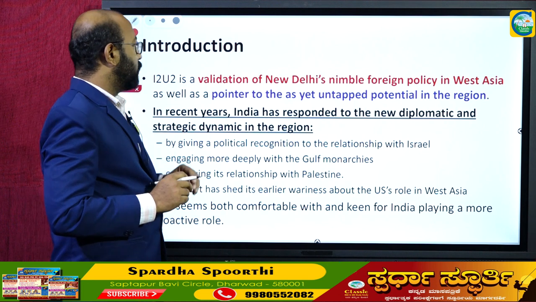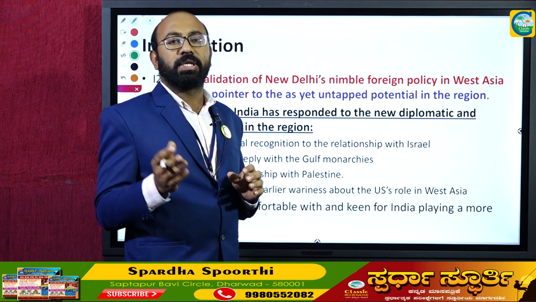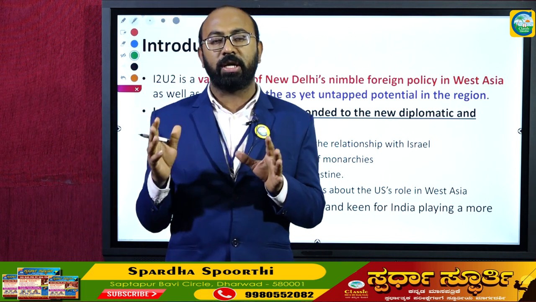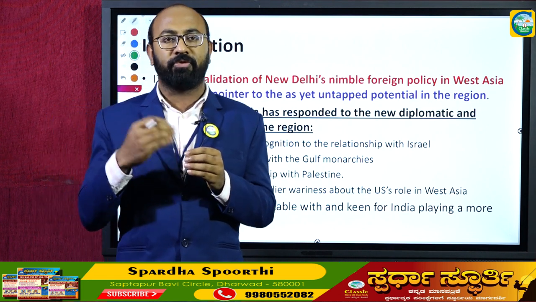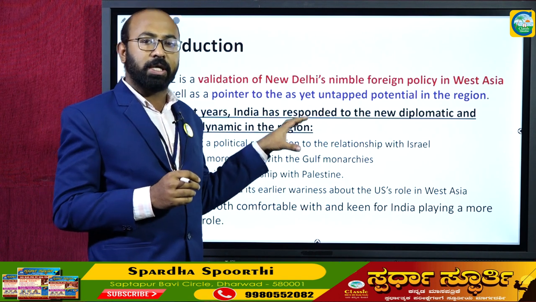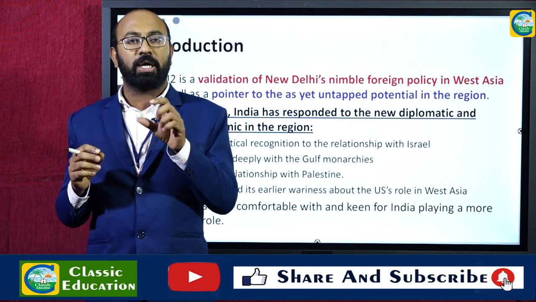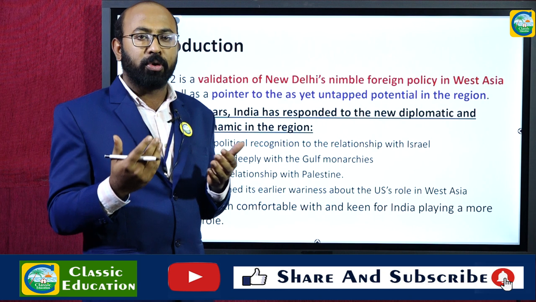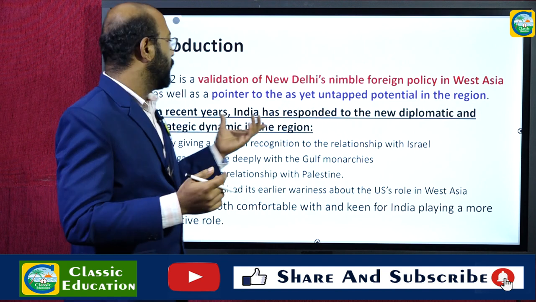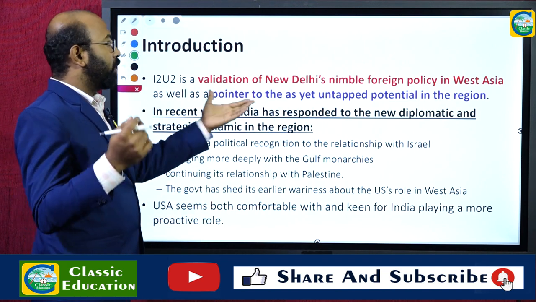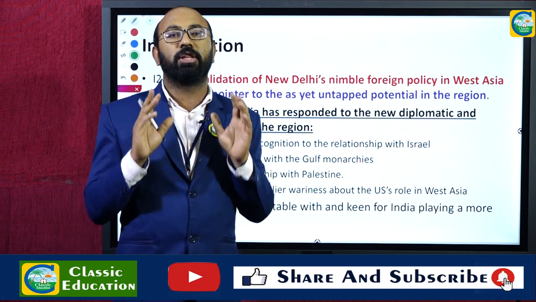Now, this I2U2 is a validation of New Delhi's nimble foreign policy in West Asia. Until the recent past, India did not have such cordial relations with the Middle East. There were just formalities and formal relations with some Middle East countries. But with the formation of the government led by the NDA, the relations have improved, and more thrust is being given to relations with Middle East countries. Nimble means a very sensible, quick and well thought out policy.